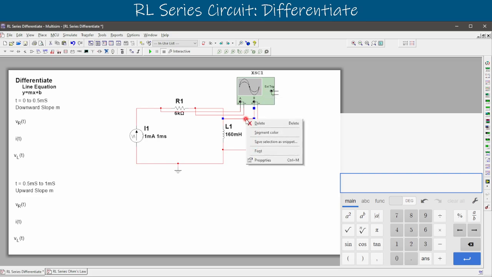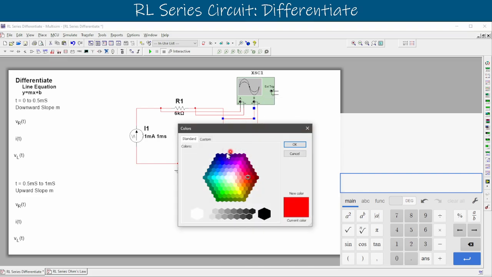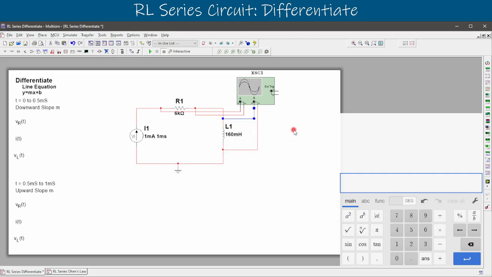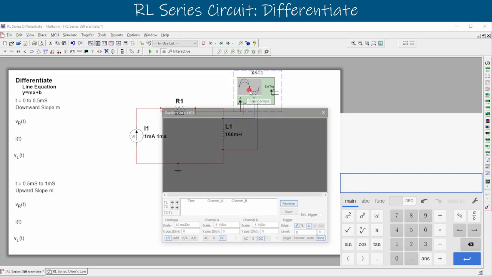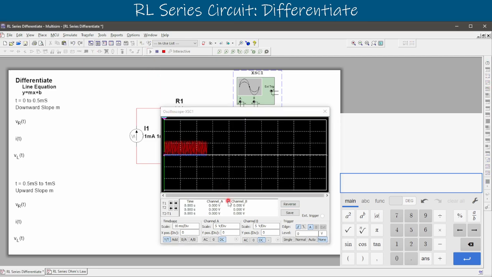And we're going to right click our inductor line there and choose segment color, and we'll just change it to a different color so we can compare the two. Then we can double click on it and hit play. So we've got a small signal there. We see that the red one is above that white line all the way across, where the blue one is kind of around that white line.